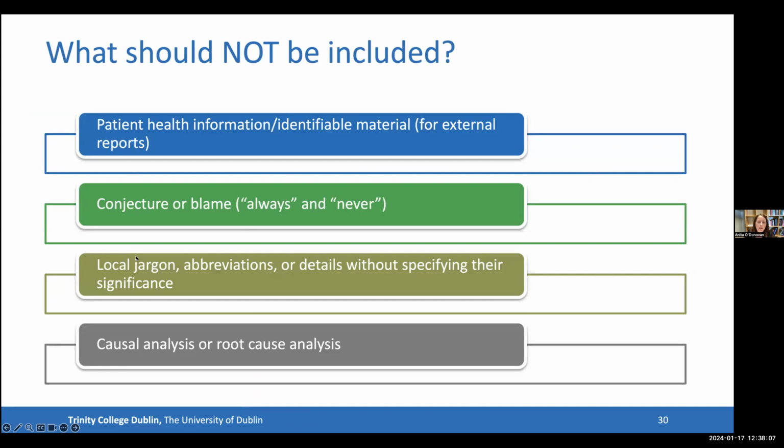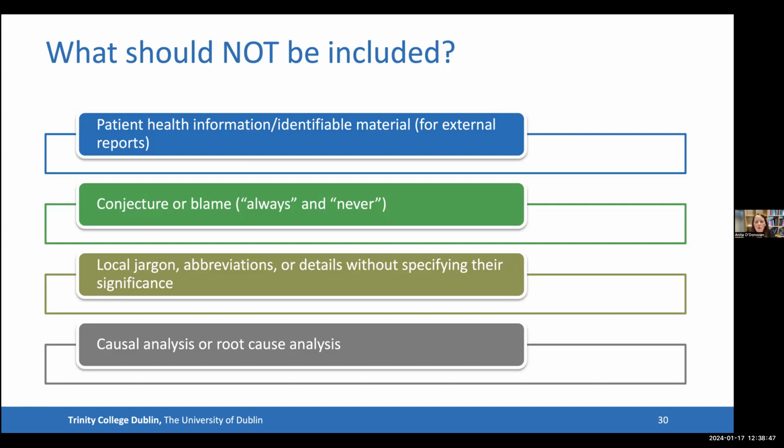So they're the categories for what should be included, and we also discuss what should not be included. Particularly for external reports, it might be appropriate at an internal level, although internally we normally refer to patient ID. But externally, it's really important that we don't report any identifiable material, so confidential patient health information, and that's for many reasons, but also bearing in mind legislation and our ethical obligation to the patient as well. We also discussed the importance of not including conjecture or blame.